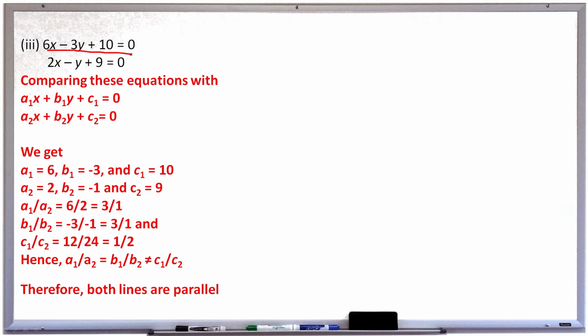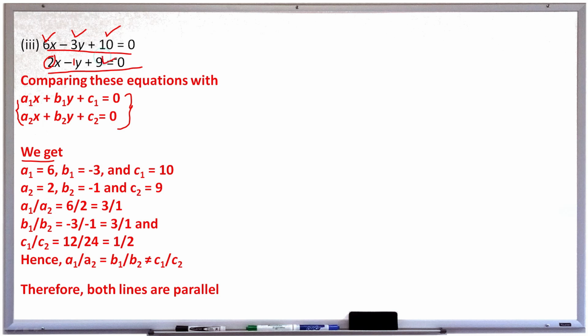Third, another equation we are taking: 6x minus 3y plus 10 is equal to 0 and 2x minus y plus 9 is equal to 0. We are going to compare this with a1x plus b1y plus c1 and a2x plus b2y plus c2 is equal to 0. Just apply the values: a1 is 6, b1 is minus 3, c1 is equal to 10, a2 is 2, and the coefficient of y is not given, so 1 will be there, minus 1, c2 is equal to 9.